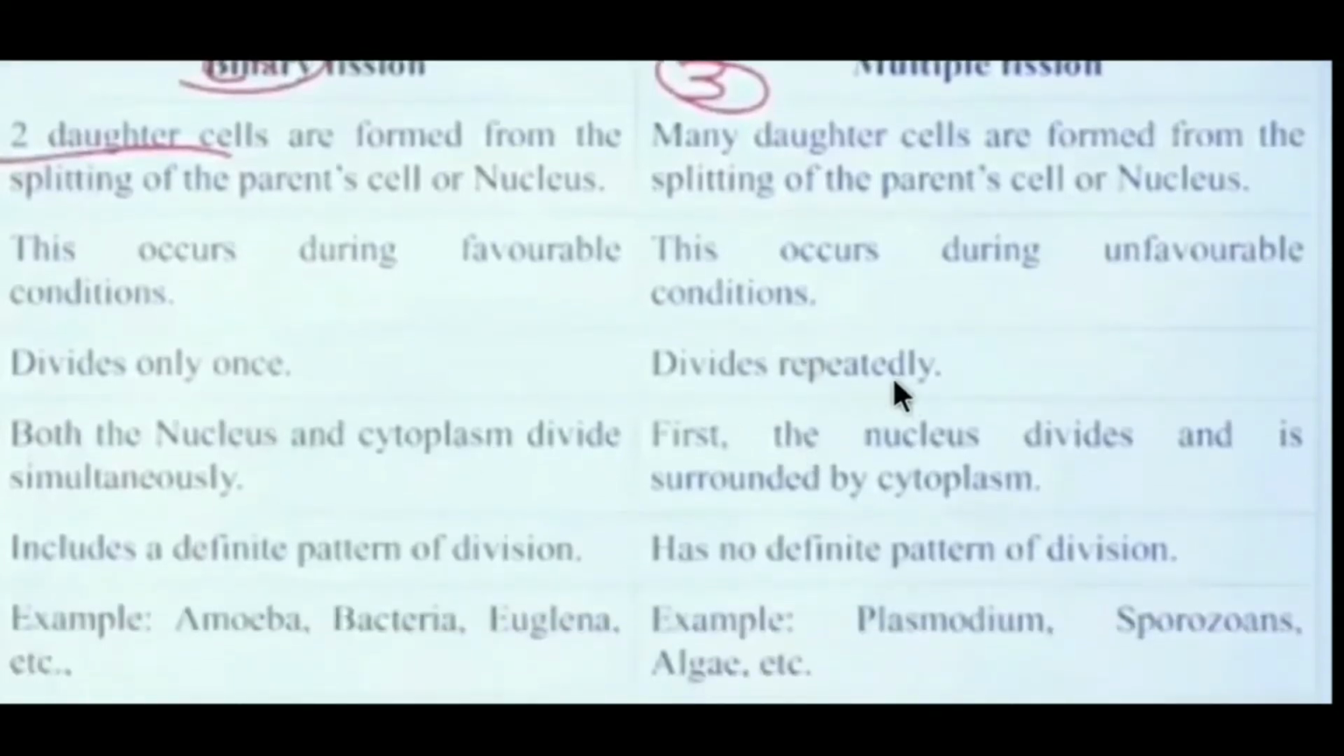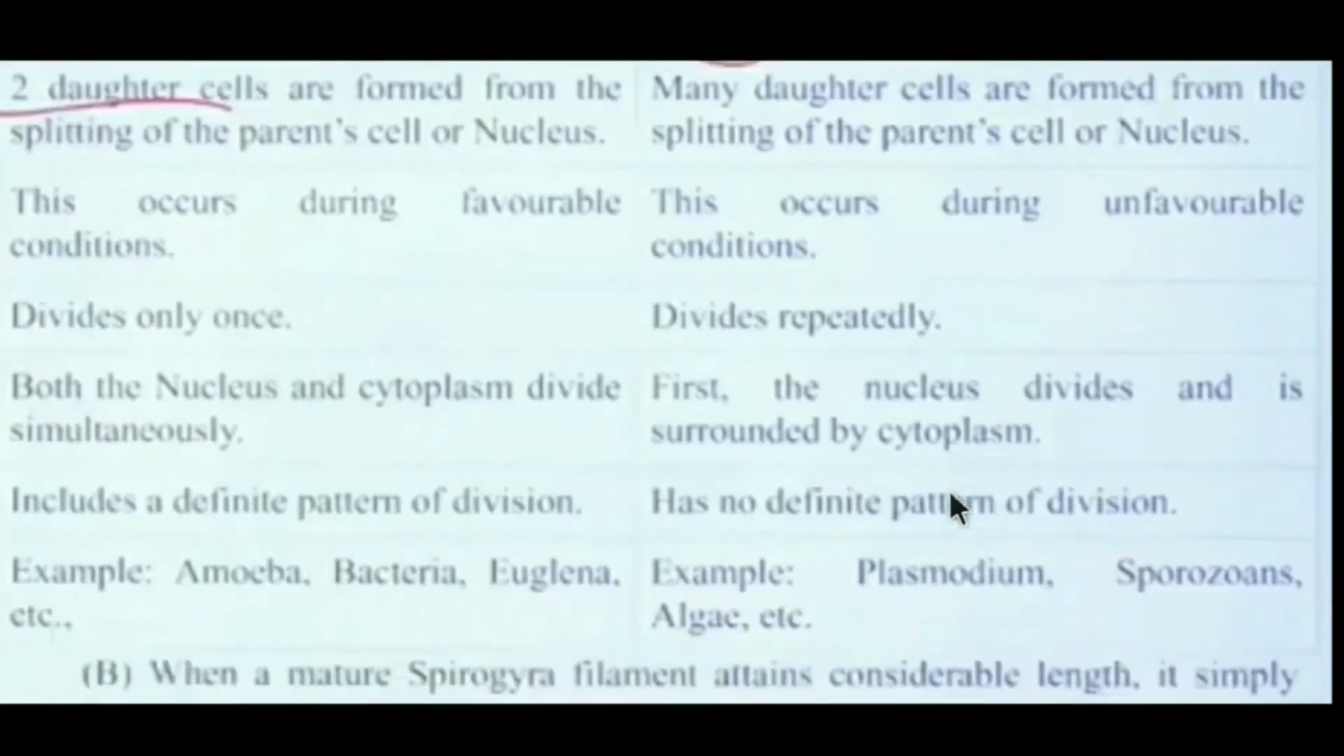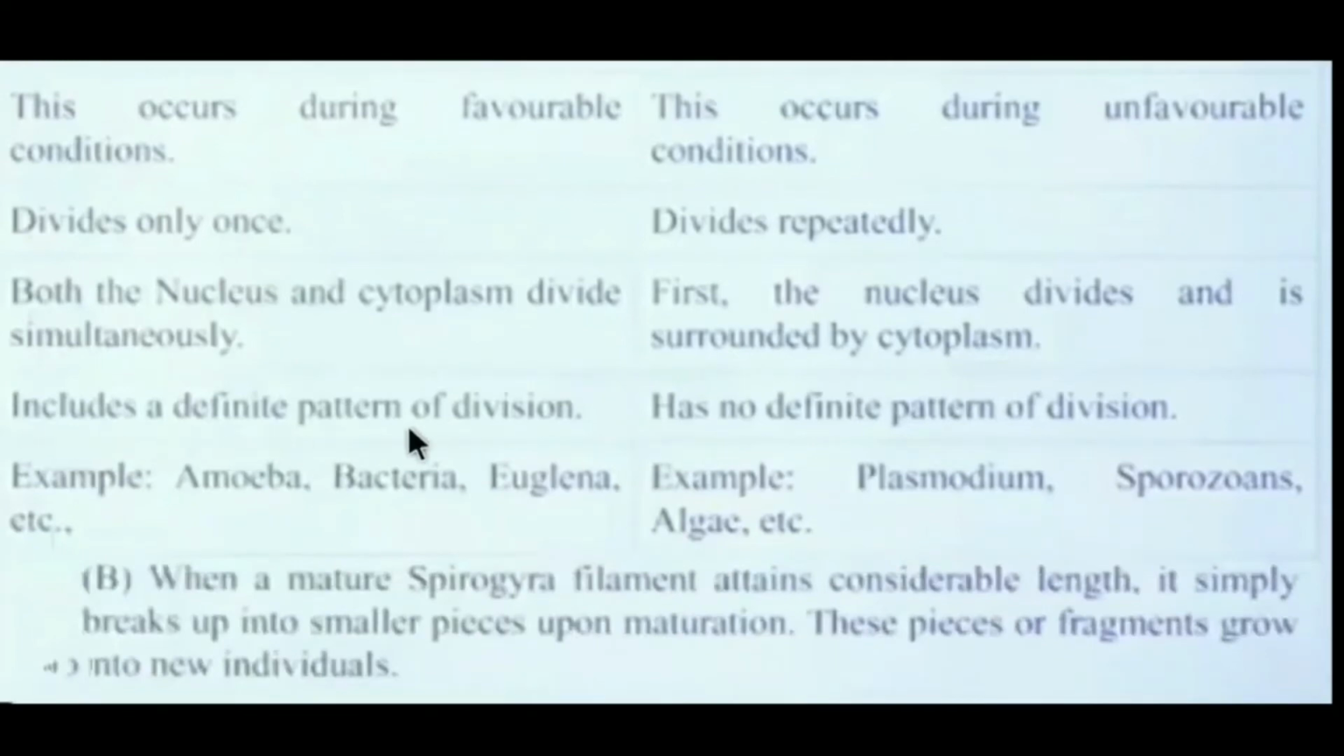Divides only once, divides repeatedly. Both the nucleus and cytoplasm divide simultaneously. First the nucleus divides and then it's surrounded by cytoplasm. Includes a definite pattern of division, has non-definite pattern of division. And this is an example of amoeba, bacteria, euglena, etc. And this example is Plasmodium, Sporozoans, algae, etc.